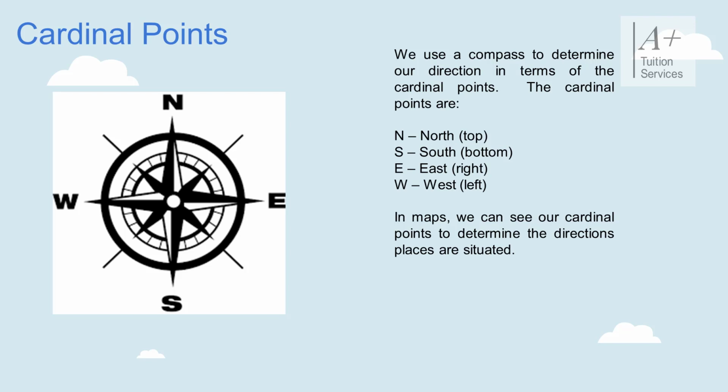In maps, you can see our cardinal points to determine directions in which places are situated. So the cardinal points will tell us which direction a certain part of a country or certain location we have to go and where exactly these things are located.